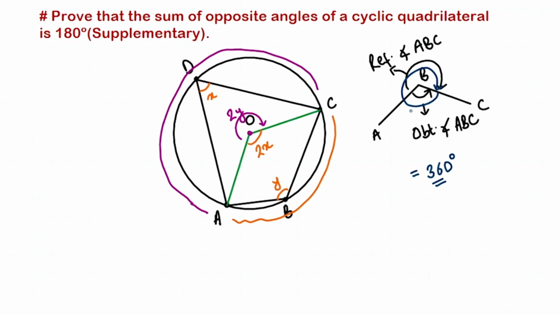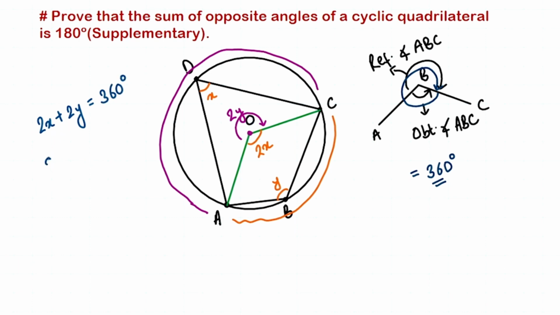Now, we just discussed before that the sum of these two angles, right? The reflex and obtuse angle is 360 degrees, right? So similarly, this 2x and 2y when added together should give us 360 degrees. So if we add 2x plus 2y, this should give us 360 degrees because it forms a complete circle.